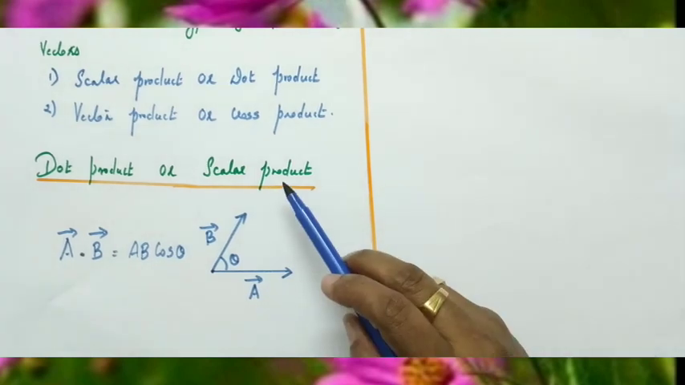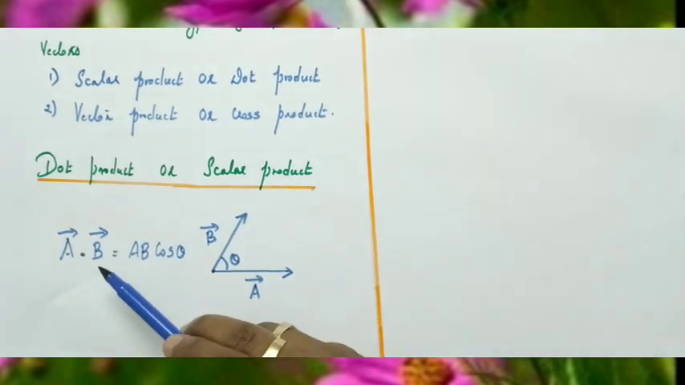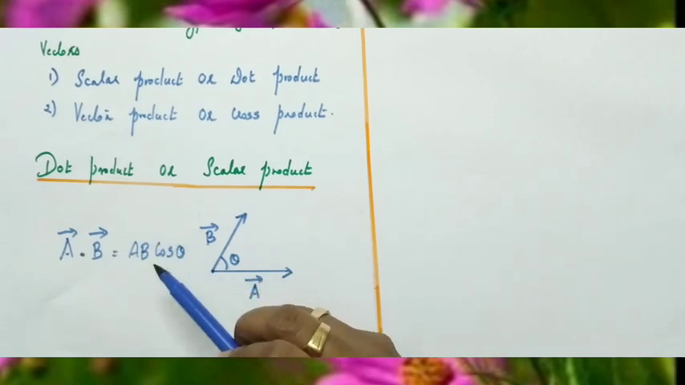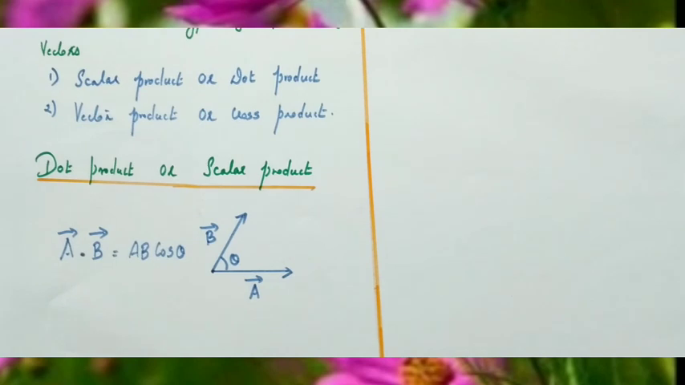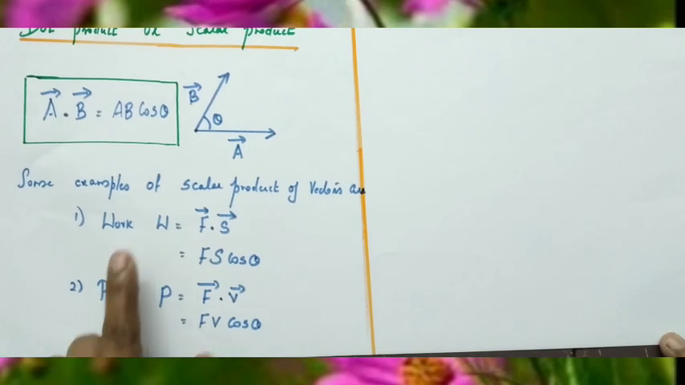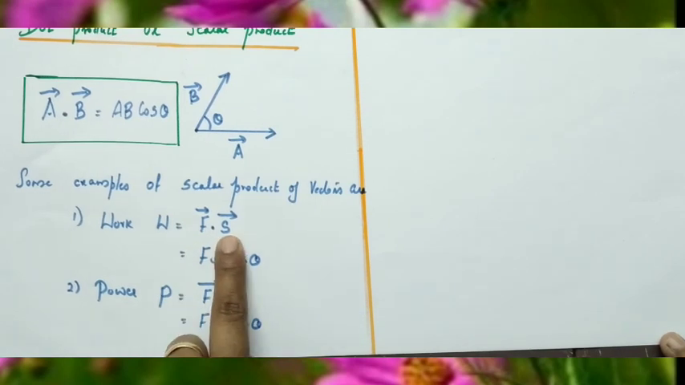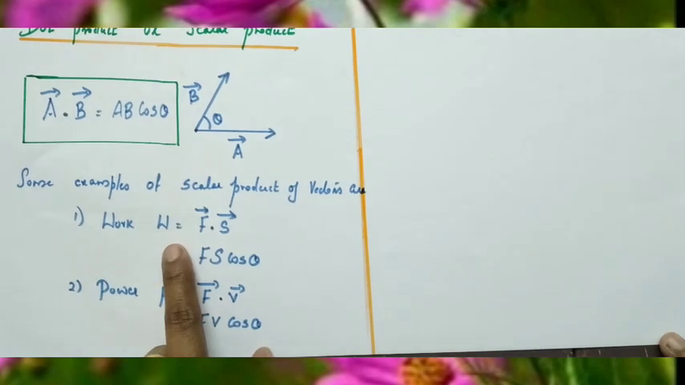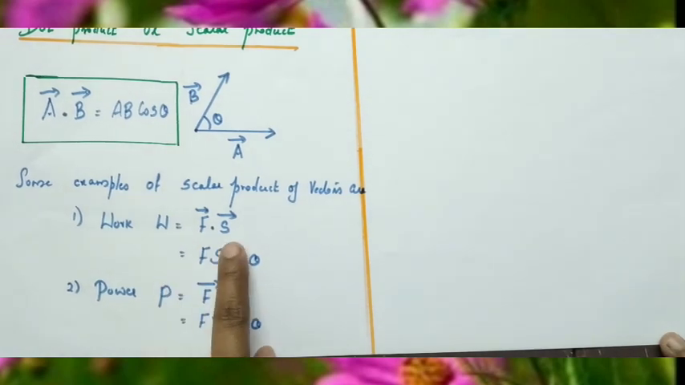Why is it called a scalar product? Because A is a vector quantity, B is a vector quantity, but the obtained product is a scalar. Hence it is called a scalar product. Some examples of scalar product of vectors are, we have work is equal to F dot S, force dot displacement. F dot S is work or Fs cos theta, where theta is the angle between force and displacement. We know that force is a vector quantity, displacement is a vector quantity, but work is a scalar quantity. So work is given by F dot S.